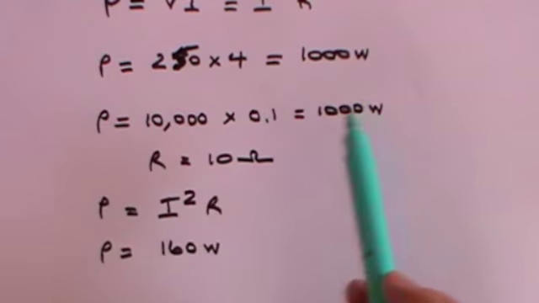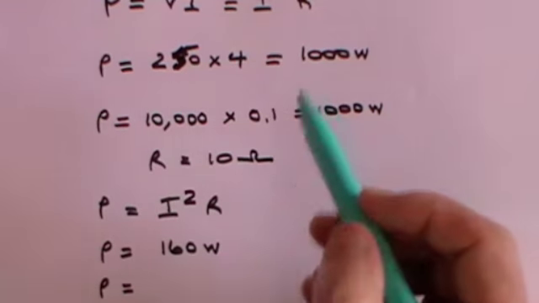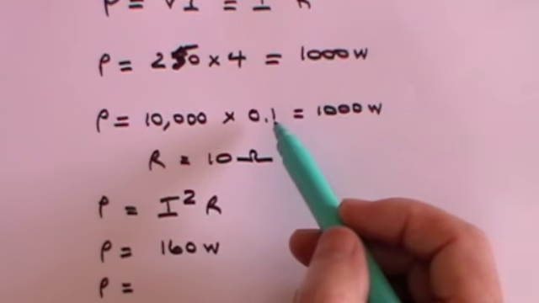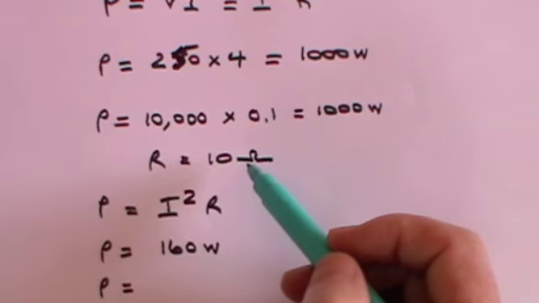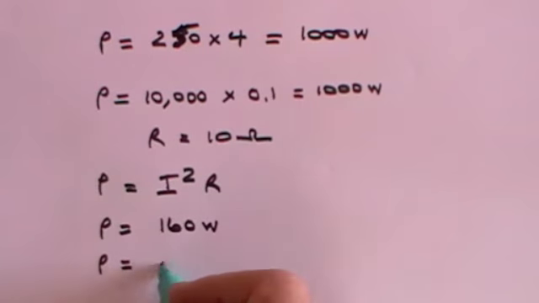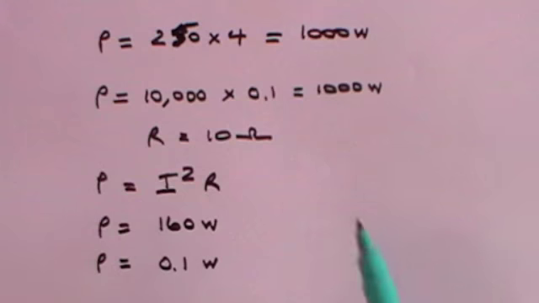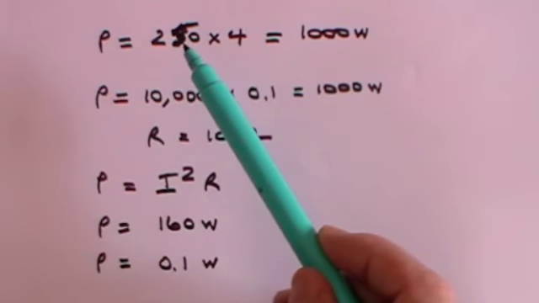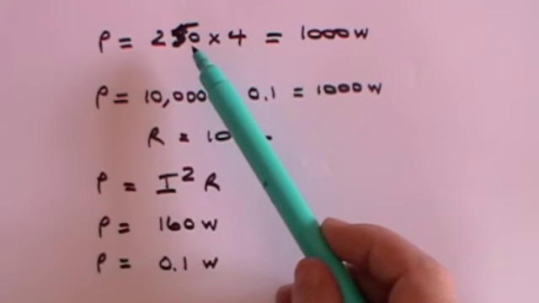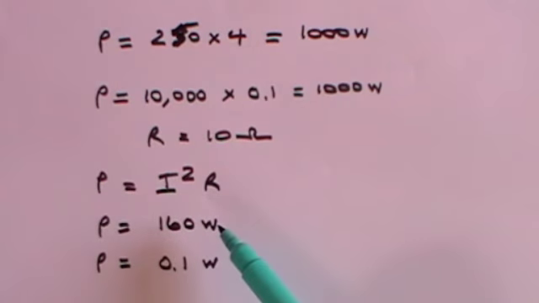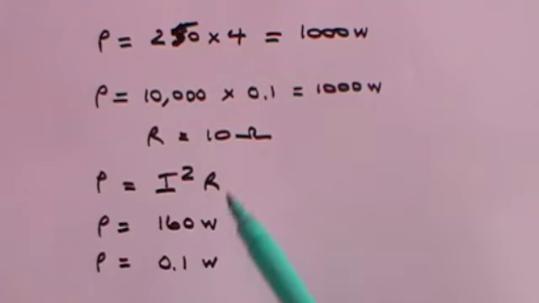On the other hand, if we take this option, the power loss is going to be the current squared, which is 0.01, times the resistance, which is 10, and that brings us back to 0.1 watts. So if you use 250 volts, you'll get a power loss of 160 watts, a huge amount. 16% is lost. If you go up to 10,000 volts, your power loss is 0.1 watts. Very, very much smaller. You don't waste as much electricity.